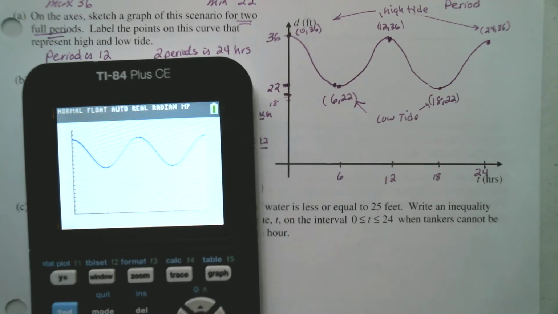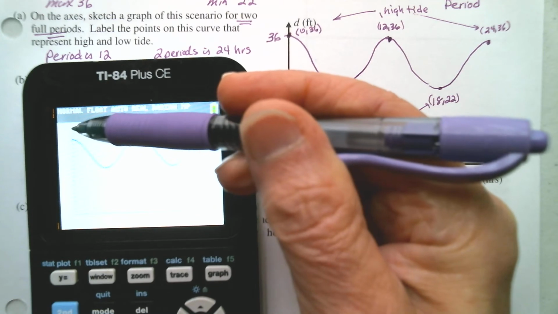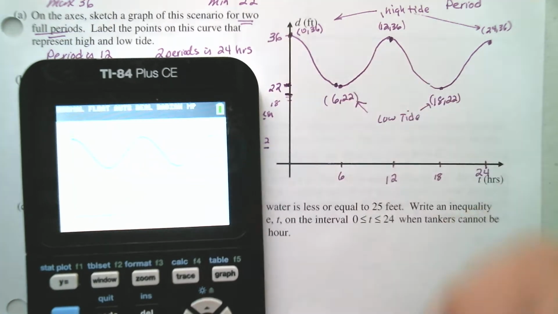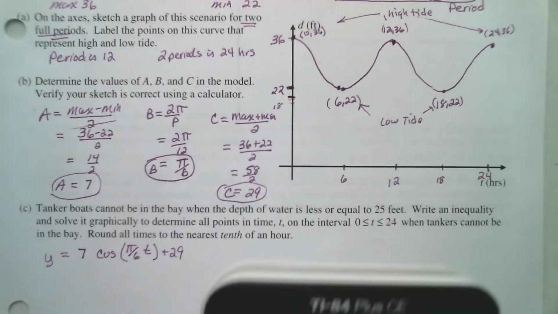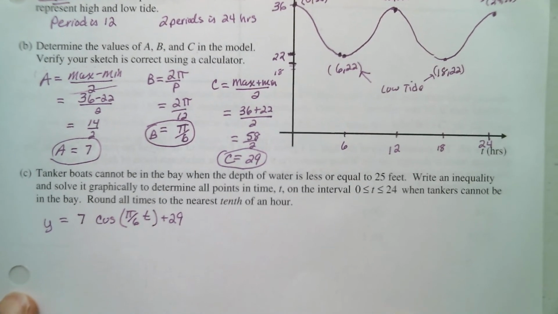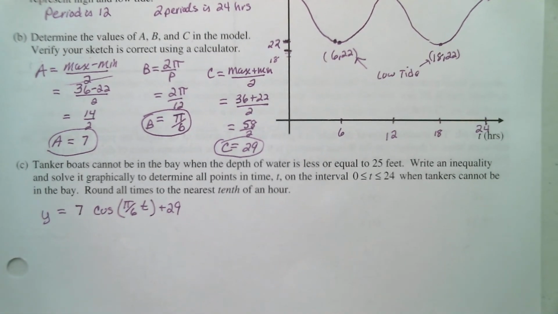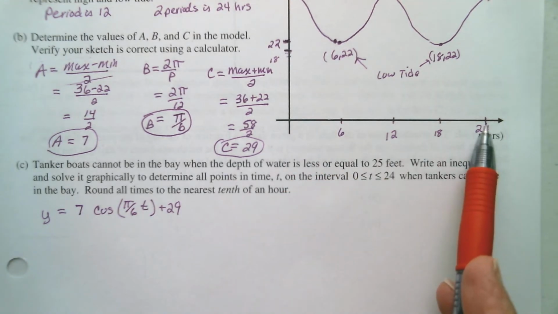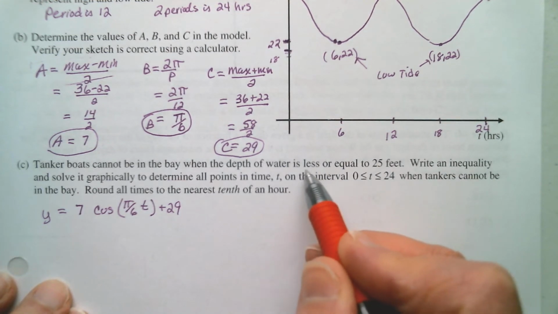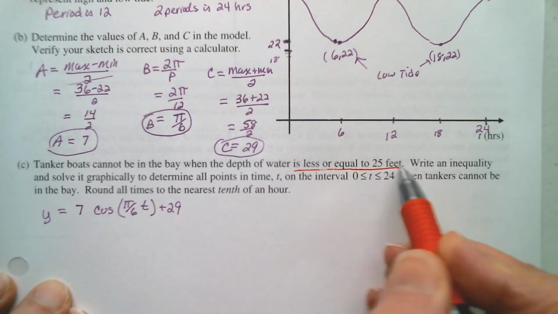This was 40. So that mark up there, you probably can't see it. That's 40, and then 38, 36. Okay, so that looks good. Tanker boats cannot be in the bay when the depth of the water is less than or equal to 25 feet. Write an inequality and solve it graphically to determine all points in time, t, on the interval t going from 0 to 24, when tankers cannot be in the bay. So when the water depth is less than or equal to 25 feet.